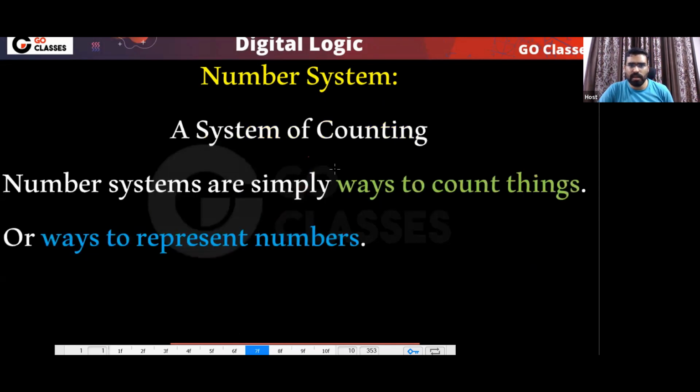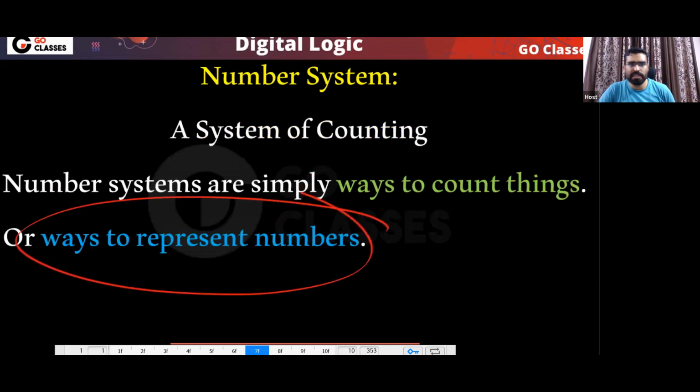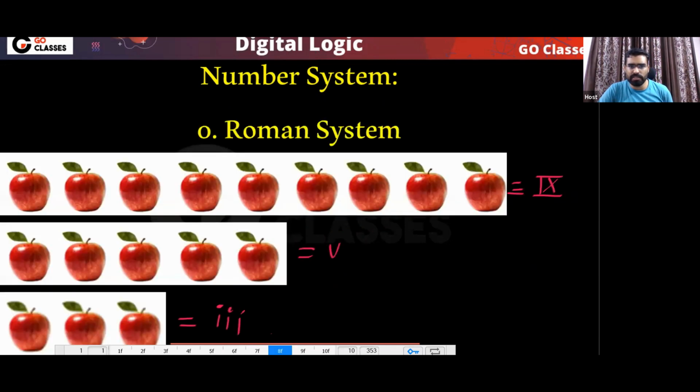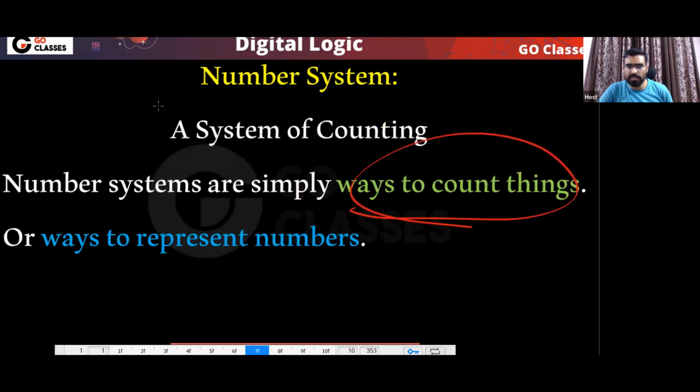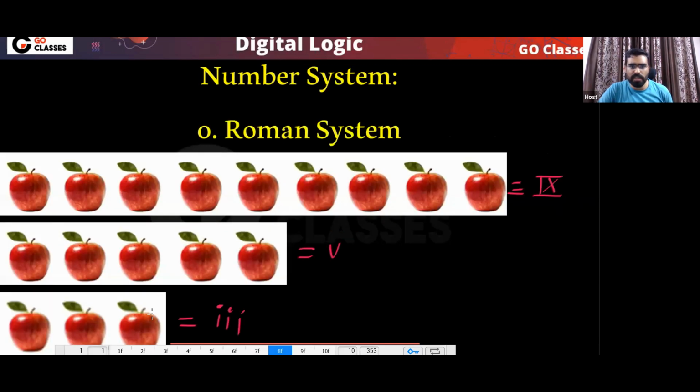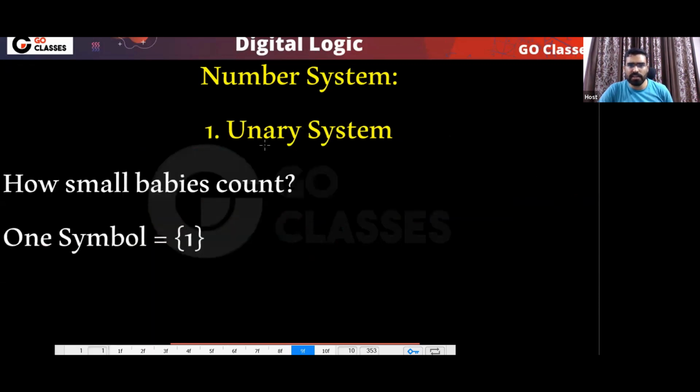What is a number system? Number system is basically ways of representing numbers. How do you represent numbers? Or I can say how to count things. For example, if you want to count these things, then in the Roman system, you will write 5 like this. Here you have 9, total 9 apples, so in the Roman system, you will write like this. Very simple.